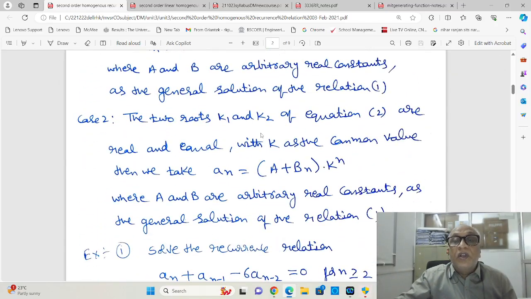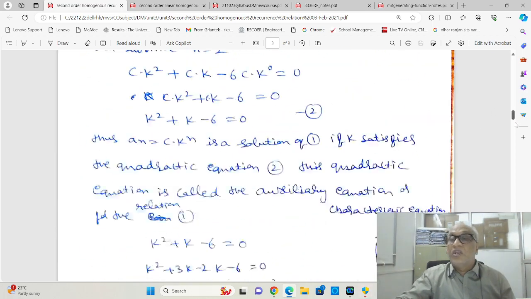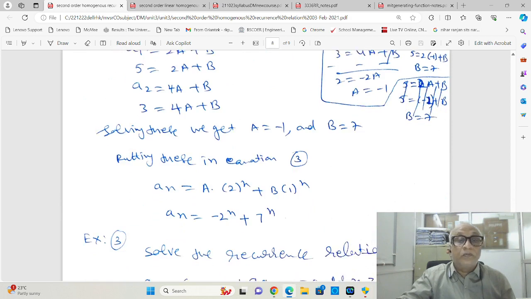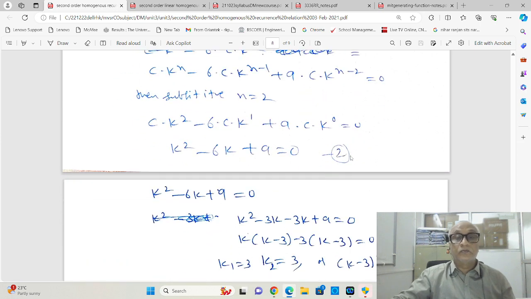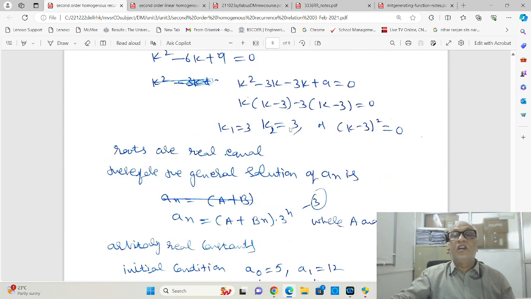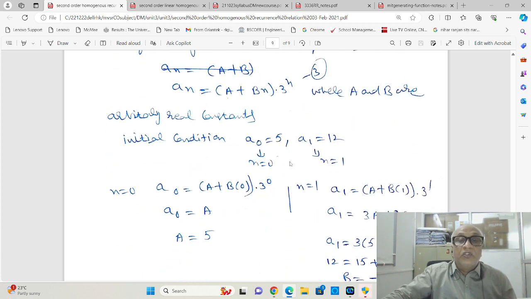Case 2 is: k1 and k2 are equal. If k1 and k2 are equal, the solution will be a n equal to a plus b n multiplied by k to the power of n. So let us go back there. Here k1 and k2 are both 3, both equal. So this is our solution.